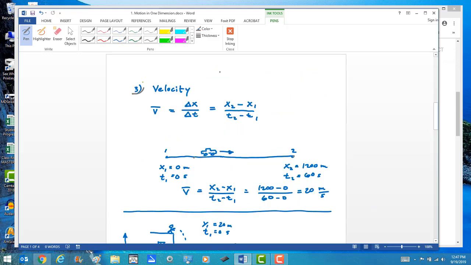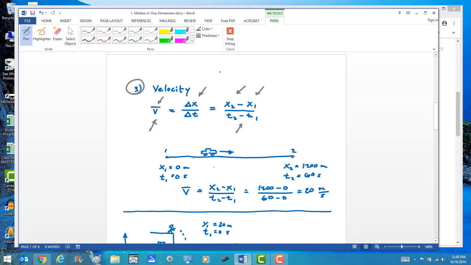So now let's take a look at velocity. Average velocity is defined as the displacement over the time. So it would be x2 minus x1 over t2 minus t1. And it's important to note that this is average velocity we're talking about, so we put a little bar over the v like that.